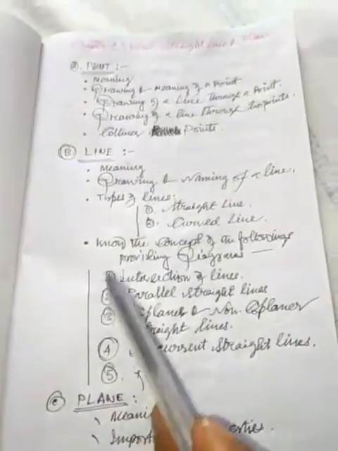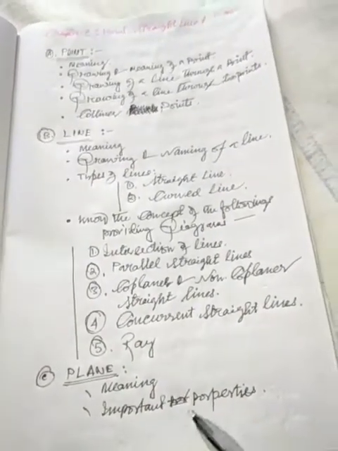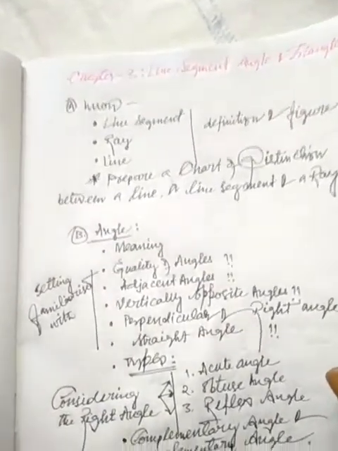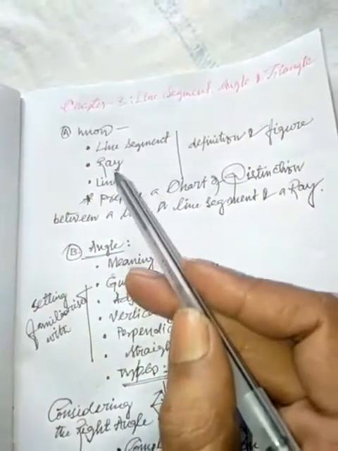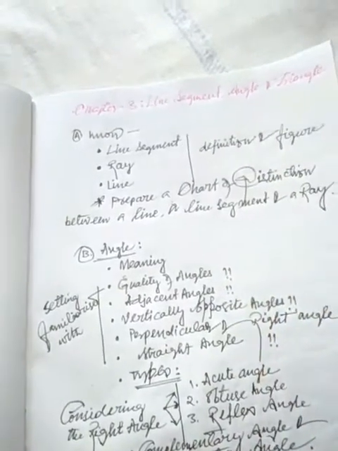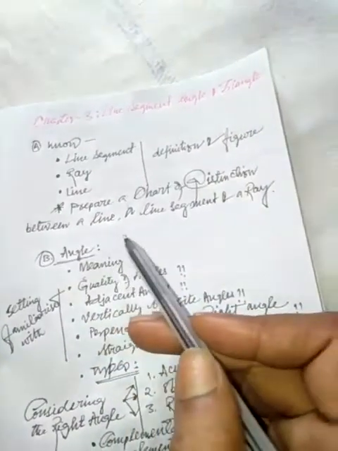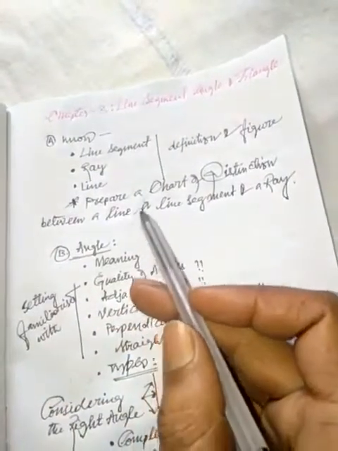The last topic of the second chapter is plane. So what is the meaning of plane and what are the important properties of the plane, we will learn in this chapter. So the last chapter of the geometry is the line, segment, angle and the triangle. So first we have to know what is line segment, what is ray and what is line, with definition and providing the figure. Thereafter we have to prepare a chart of distinction between a line segment and the ray. This is very important.